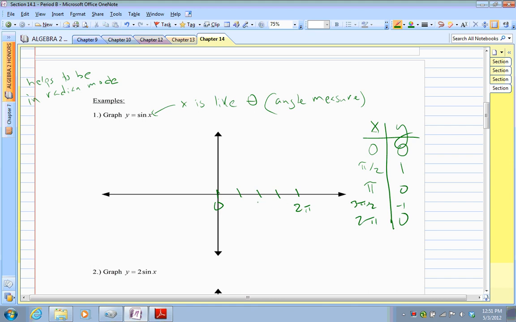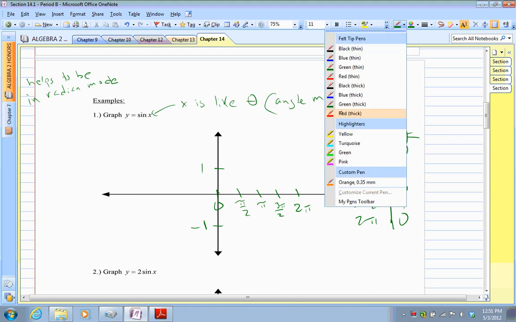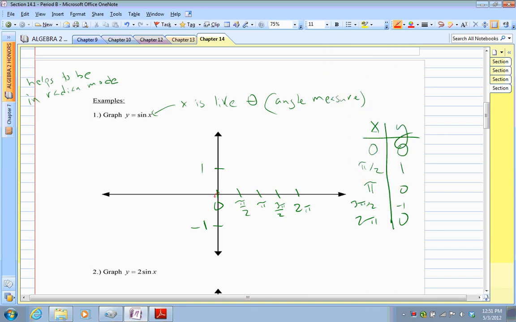What do I put right smack in the middle? Pi. Then pi over 2, and 3 pi over 2. And the y coordinates are 1 and negative 1. Okay, let's make the graph. Those are your points, and you just connect them. That's all. So that's how that would look.